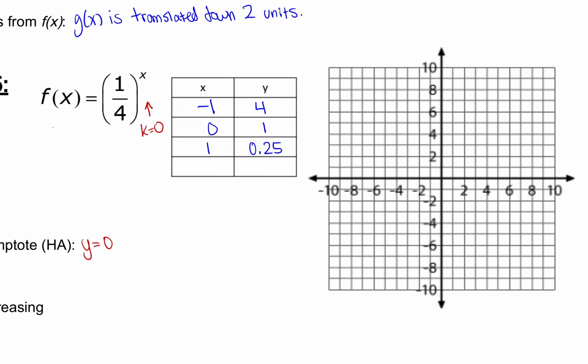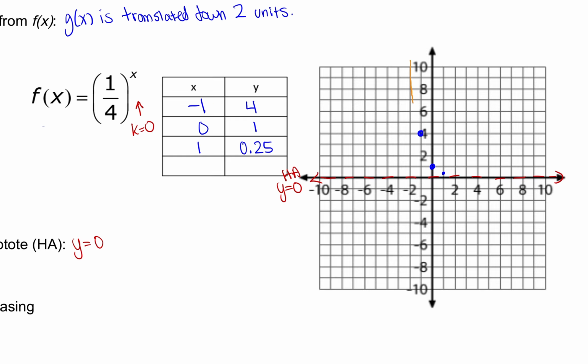All right, and now I am going to plot my horizontal asymptote at y equals 0. That's my HA. And I'm going to plot the following points. I have -1, 4, so this is -1, 4 right there. I have 0, 1, which is my y-intercept, and I have 1, 0.25, which is going to be somewhere right there. And now, connecting these points, I have the following graph. Keep in mind that this is just a rough sketch. It doesn't have to look perfect, but the graph is going to look something like this.